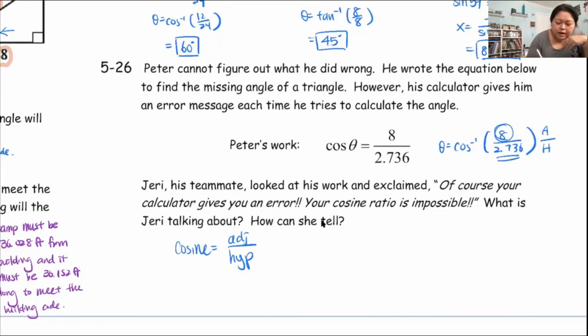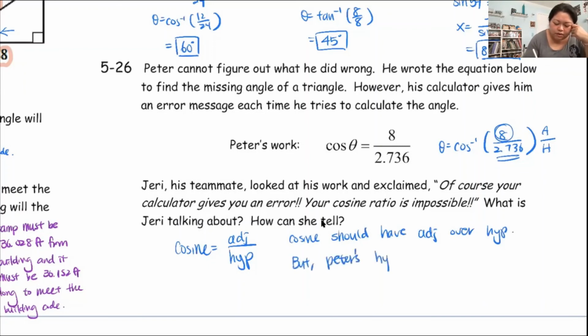So I would say cosine should have adjacent over hypotenuse, but, okay, you know what? Hold on. Terrible writing. Haven't written in a while. But in Peter's case, the hypotenuse is less than the adjacent. Not possible, right? So that's a very key thing you want to watch out for when you're dealing with these.